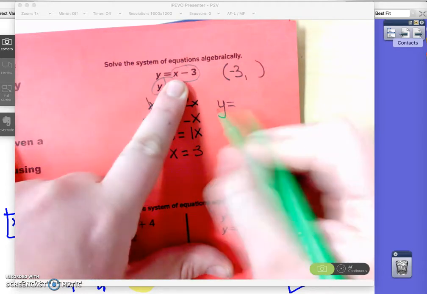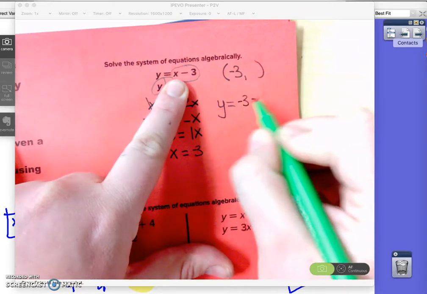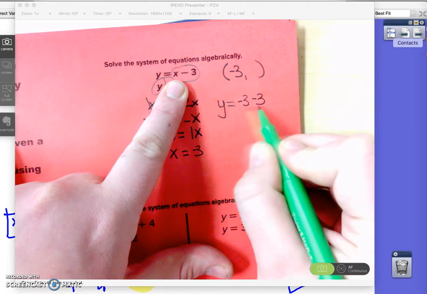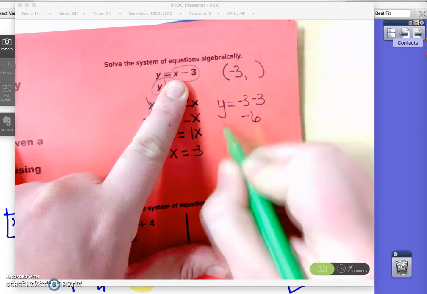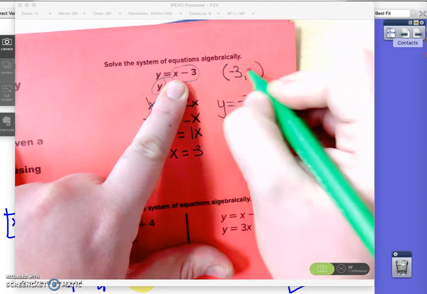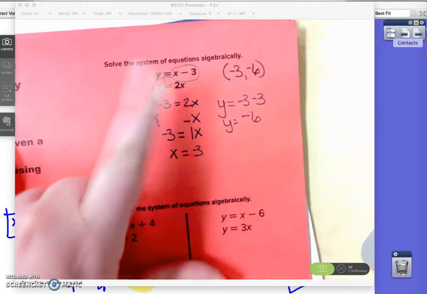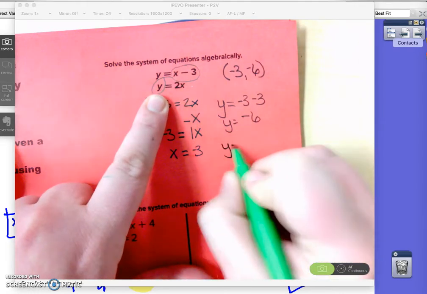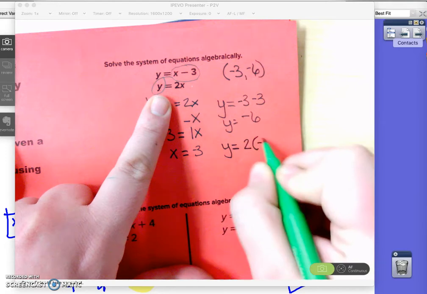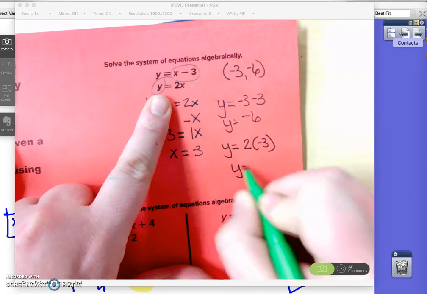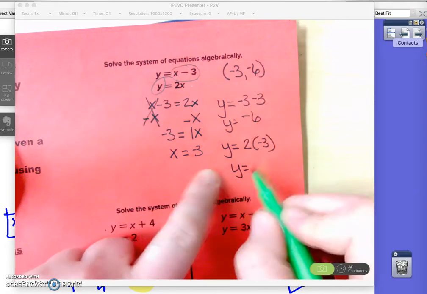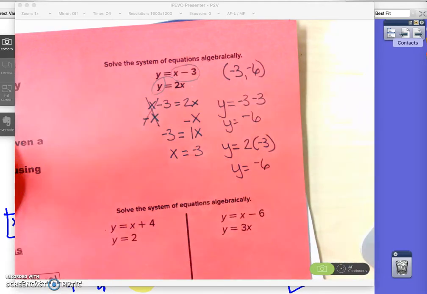So x here is going to be replaced with negative 3 minus 3. So negative 3 minus 3 is a negative 6. Y equals negative 6. I can replace that there. I will want to check with this one, just a quick check of if I multiply 2 by negative 3, do I also get the same thing here? So negative 6. I do.